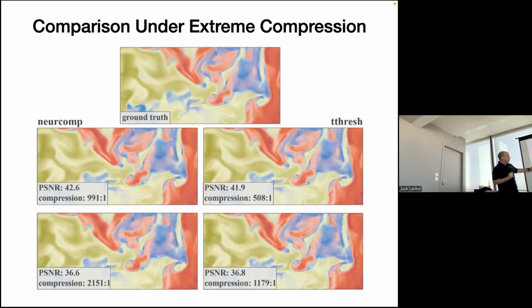But we're comparing how much compression you can do. And here we're getting like 2000 to 1 type compression, which is pretty extreme, and it's still a pretty good manifestation. By comparison, with T-Thresh, it's about a factor of 2 difference between the two.